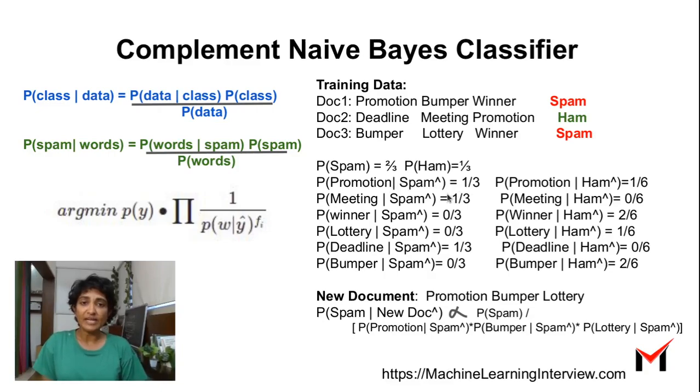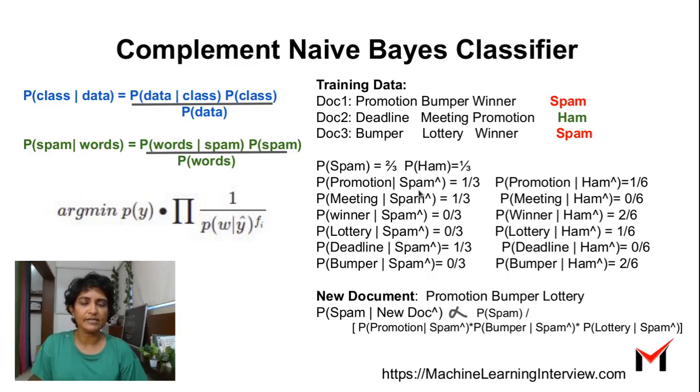Look at how many times the word promotion is occurring in all classes other than spam. In the case of this example, we have the ham class. How many times is promotion occurring in ham? That's only one. And you want to divide it by the total number of words in all the complement classes, which is the ham class, which is just 3 words.